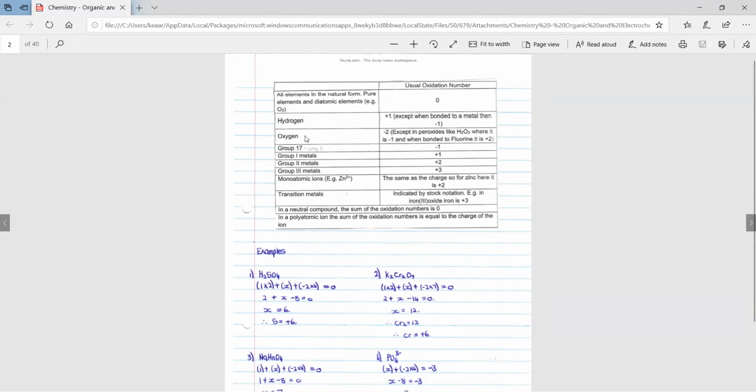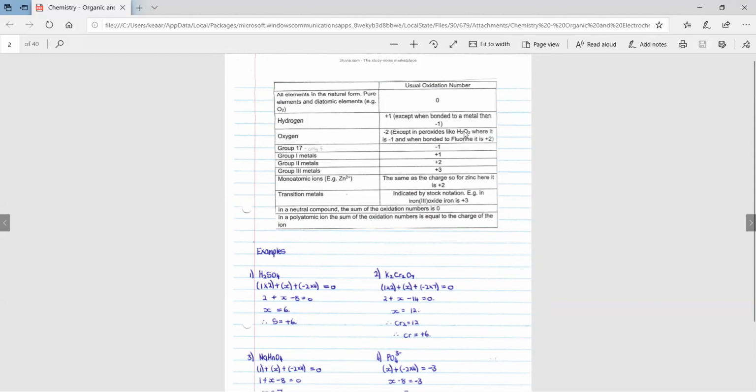Now we move on to oxygen. Oxygen is normally diatomic. When it is not diatomic and it's by itself, it will have -2 as its oxidation number. So we're talking about just a single O. Okay, this is again an exception. In peroxides like H2O2, it is -1. And when it is bonded to fluorine, it is +2. So these are the two exceptions.